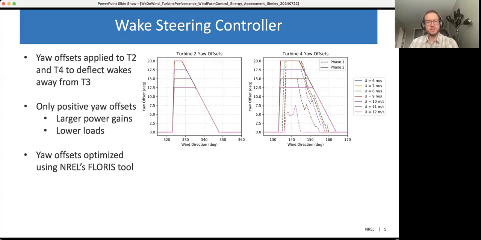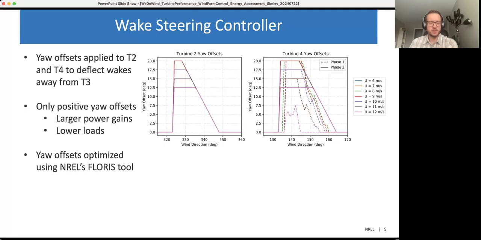A little about the wake steering controller that was implemented. This is specific to this experiment, but we use a very similar approach for the other experiments we've been involved in. The yaw offsets are applied to those turbines, T2 and T4, to deflect their wakes away from the downstream turbine, which was either 5 rotor diameters downstream from the north or only 3 rotor diameters away when the wind was from the south.